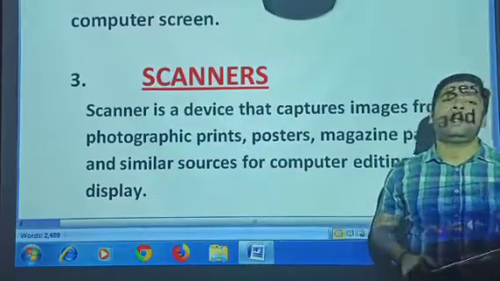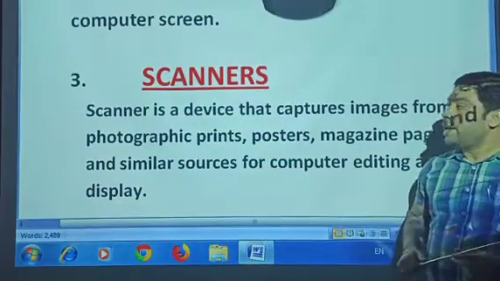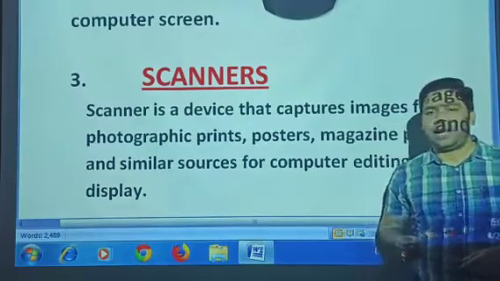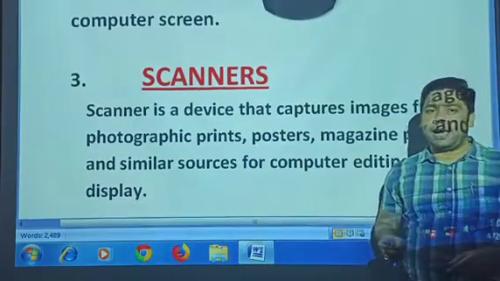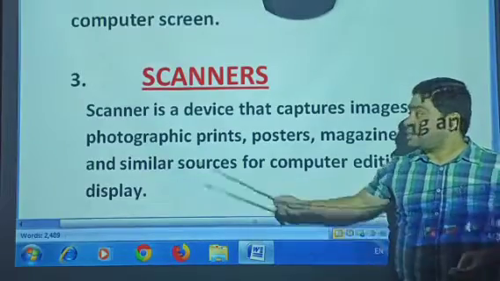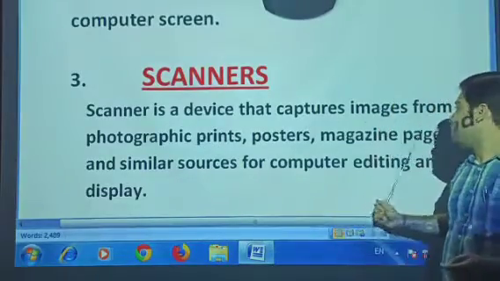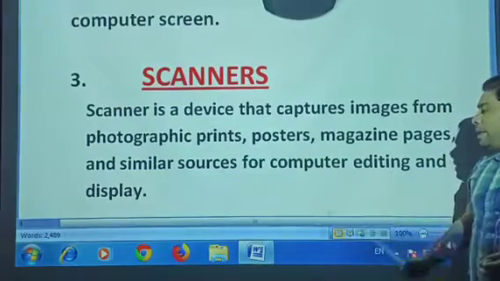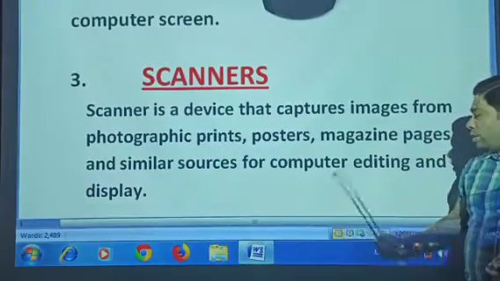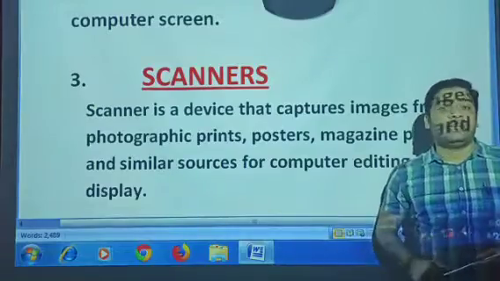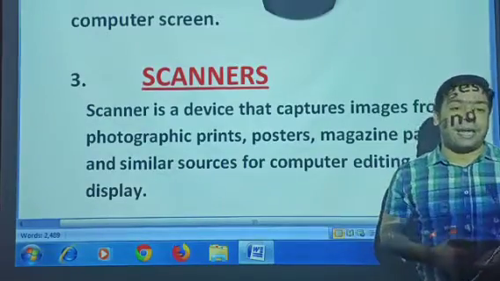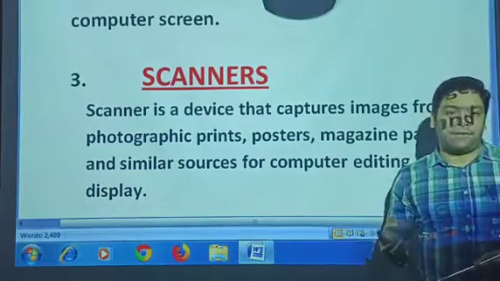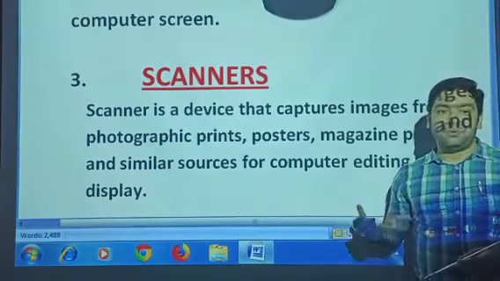The third input device is the scanner. What is a scanner? Whenever we want to scan any kind of object, image, or anything else, we use a scanner. A scanner is a device that captures images from photographs, printers, posters, magazines, pages, and similar sources for computer editing and display. That means whenever you want to scan anything and display it on a computer or any other graphic or digital object, we use a scanner.